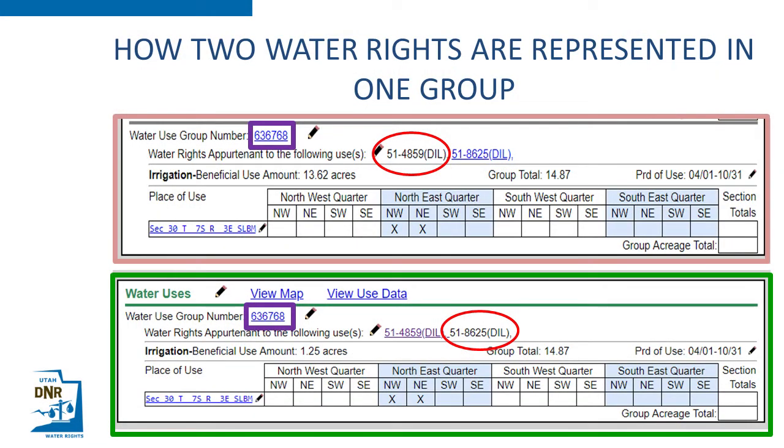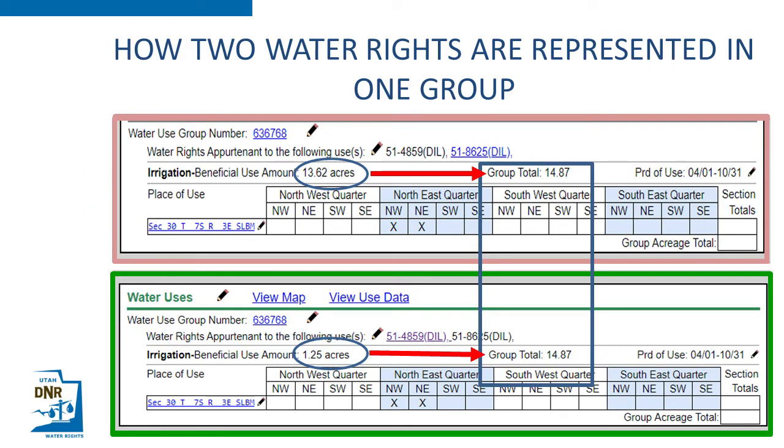Here are some examples of how water groups will look in our database. This water use group contains two water rights, 51-4859 and 51-8625. The beneficial use amount for 51-4859 is 13.62 acres of irrigation. Water right 51-8625 is limited to 1.25 acres of irrigation. Here you can see the group total, which is the total of the two water rights. This is the maximum amount of irrigation or beneficial use in this water use group. The group total, as well as the period of use, should be consistent in our database.